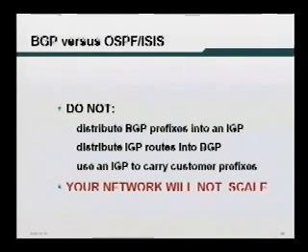Try not to distribute IGP routes into BGP. IGP is a rapidly changing routing protocol. BGP doesn't take too kindly to getting lots of updates being pushed into it all the time. And try not to use an IGP to carry customer prefixes. If you have a small network with maybe 10 customers, that'll work fine. When you've got 10,000 customers and carrying each prefix in the routing table, it's probably not going to work too well.